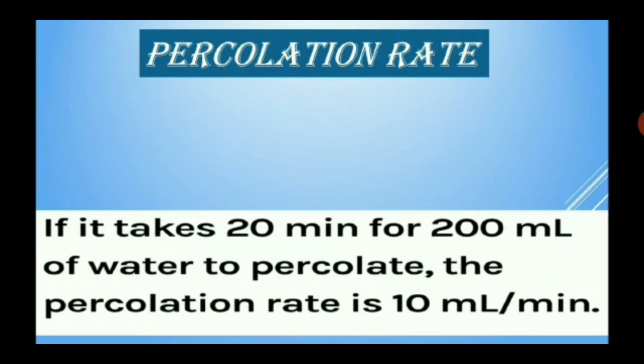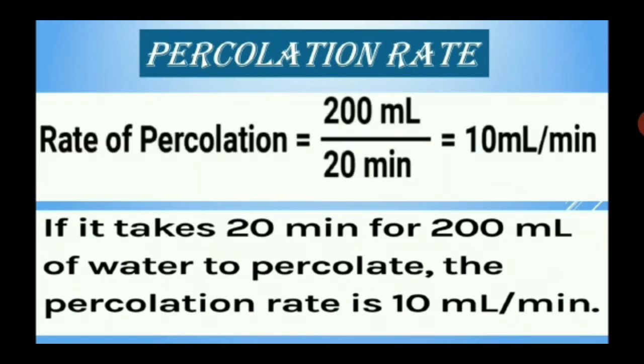Suppose we take 200 ml of water and it takes 20 minutes to percolate, then the percolation rate is 10 ml per minute. The rate of percolation can be calculated by the same formula, that is amount of water in ml upon time of percolation in minute. In this way we get the rate of percolation, for this case 10 ml per minute.